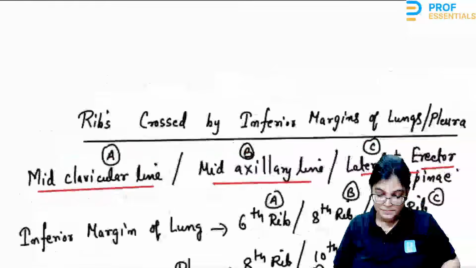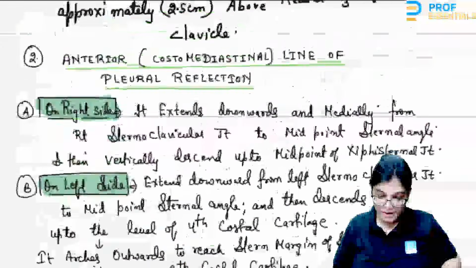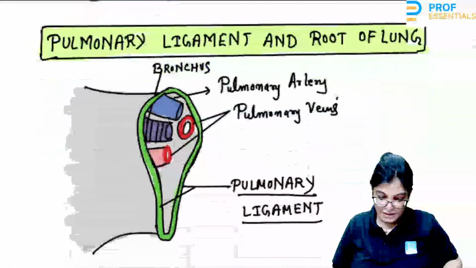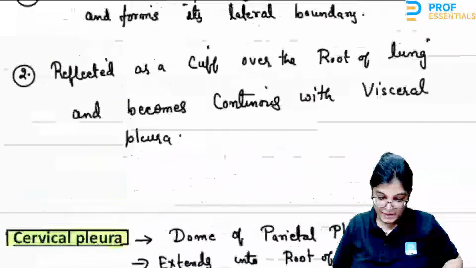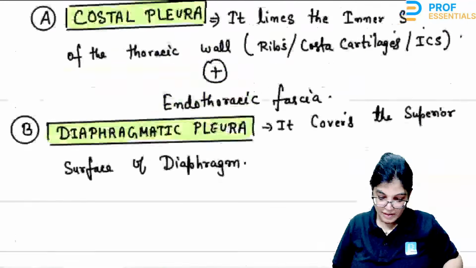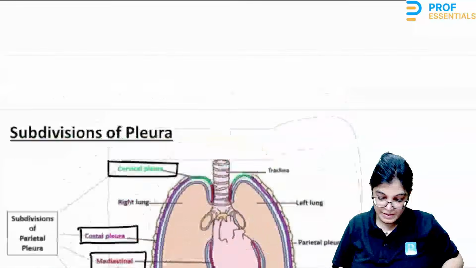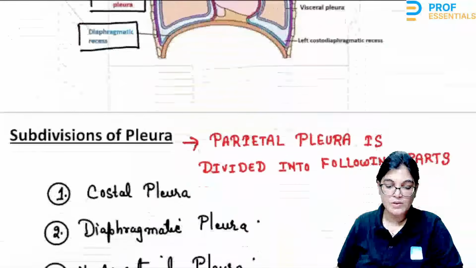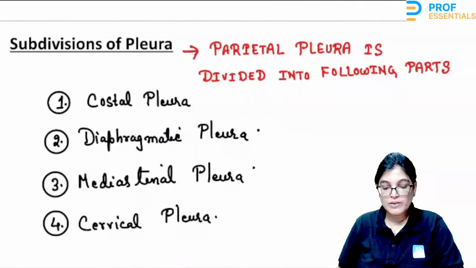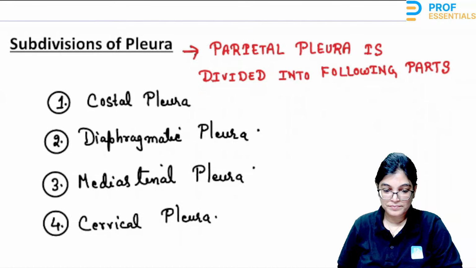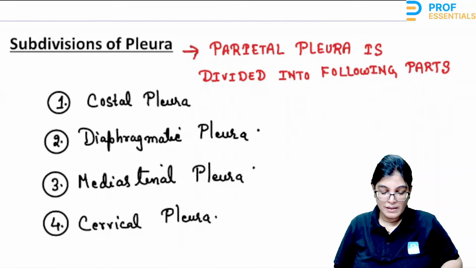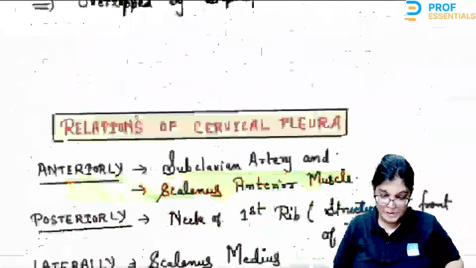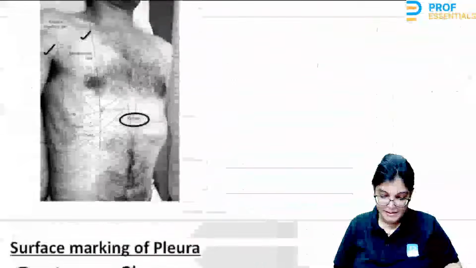I think we have made this diagram, and the pleural ligaments also I have made. I have told you about the pleura, and here I have explained the recesses. So that is an important point which everybody should know. Actually, I would like to make a diagram for the recesses also. Okay, let's see this.